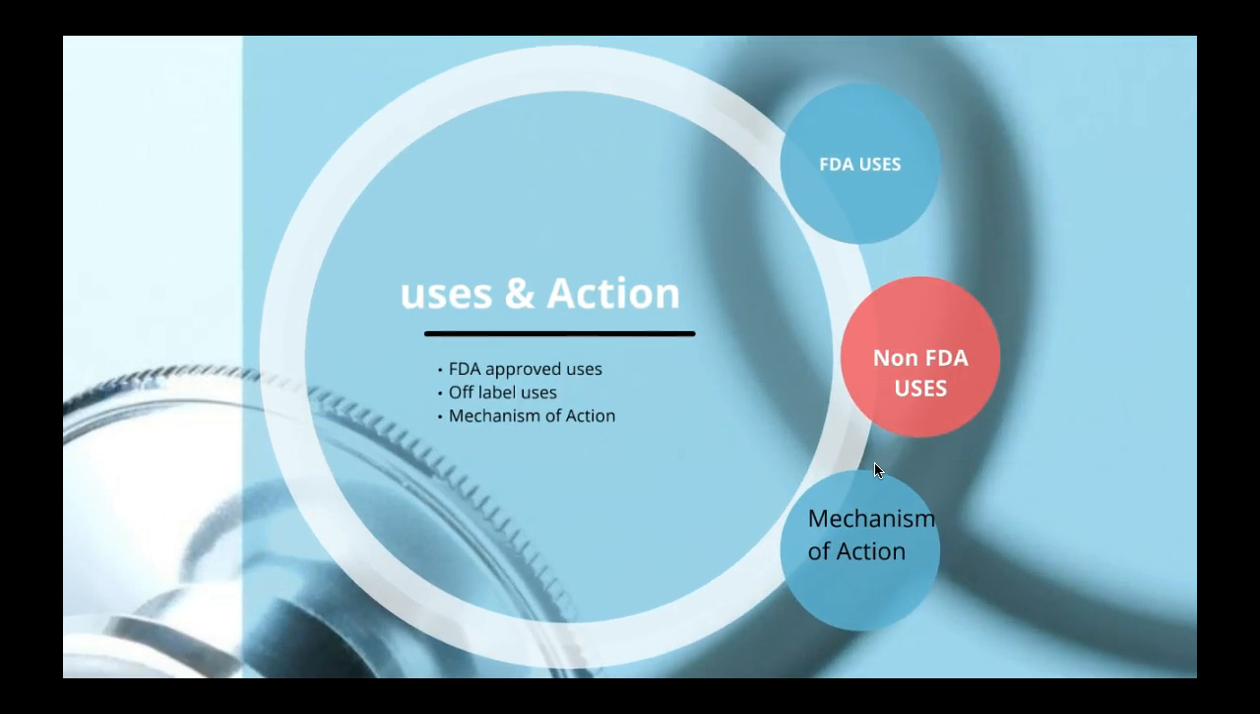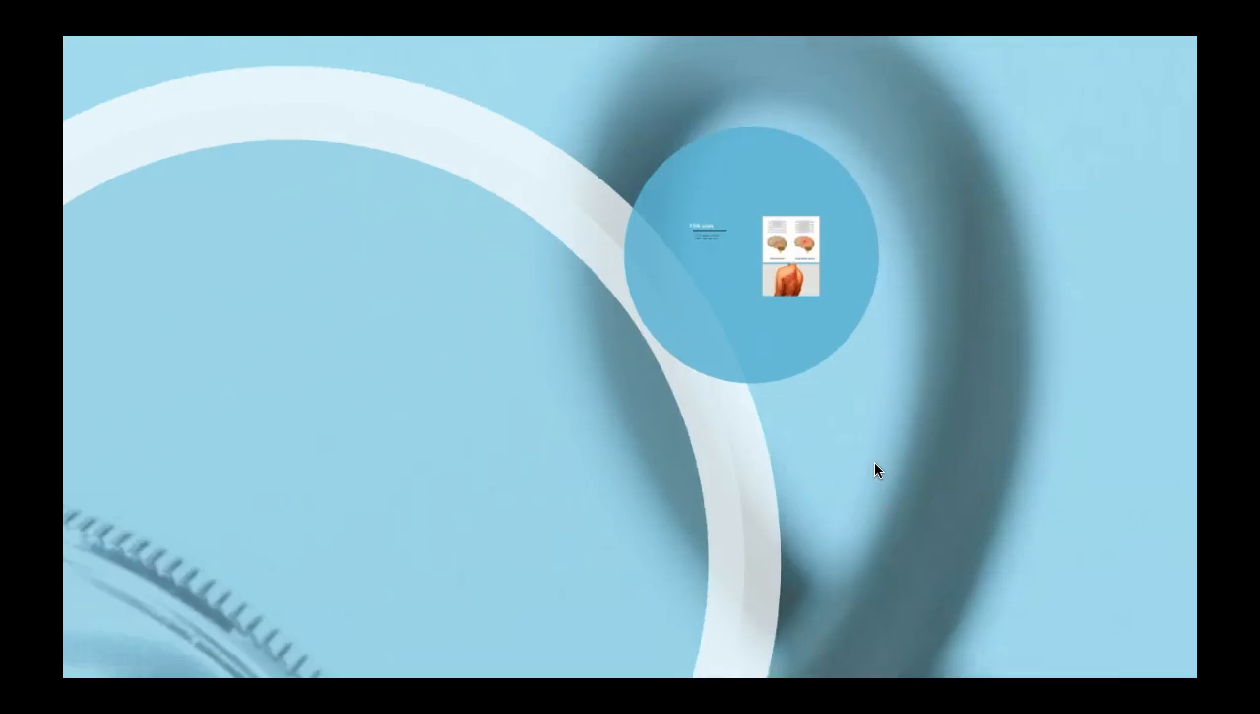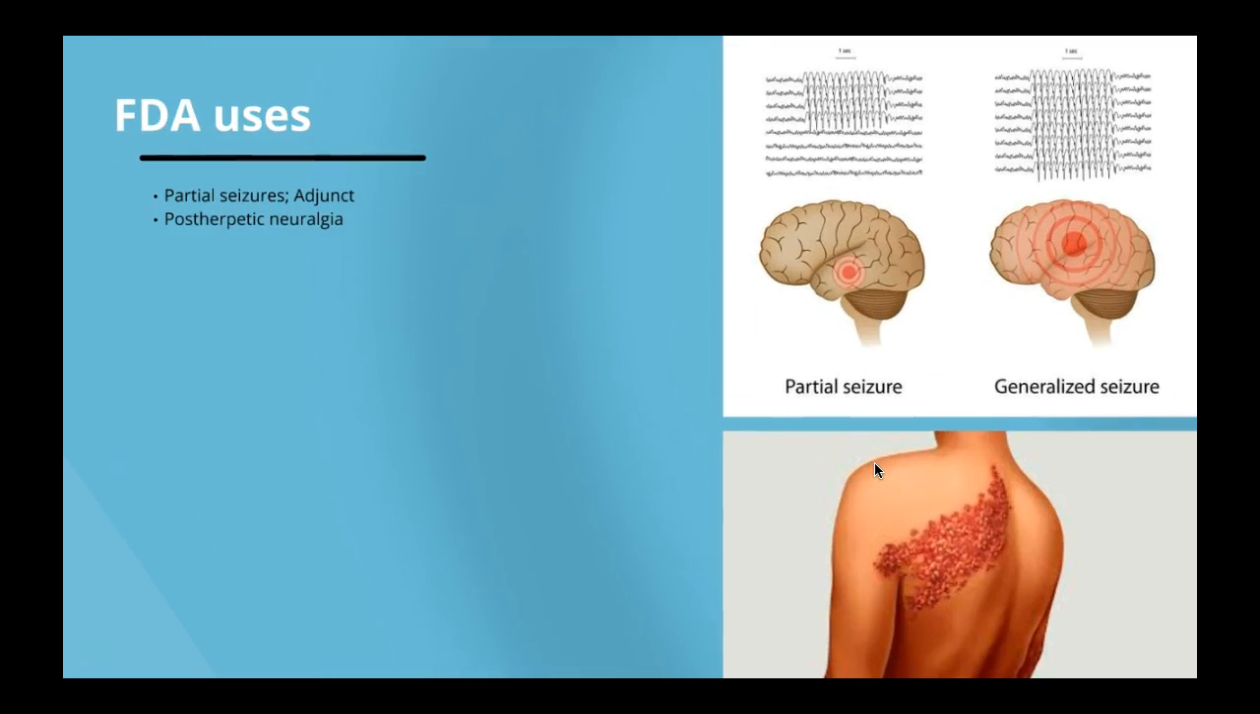So under the uses, I'll be talking about the FDA approved uses, the off-label uses, and I'll be mentioning how this medication actually works. So under the FDA uses, it's basically used for treatment of partial seizures, and it's usually used as an adjunct treatment. It's also used in post-herpetic neuralgia. This is basically the pain that's associated with shingles, as you can see here. So this medication is known to help with these conditions.